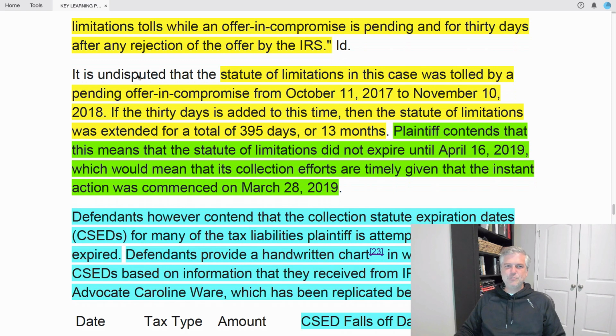So it's undisputed that statute of limitations was tolled by a pending offer and compromise from October 2017 to November 2018. So you add 30 days to that, and it comes up to basically 13 months. So the government says, hey, look, statute of limitations did not expire until April 2019, and that means our lawsuit was timely because we sued you in March 2019.